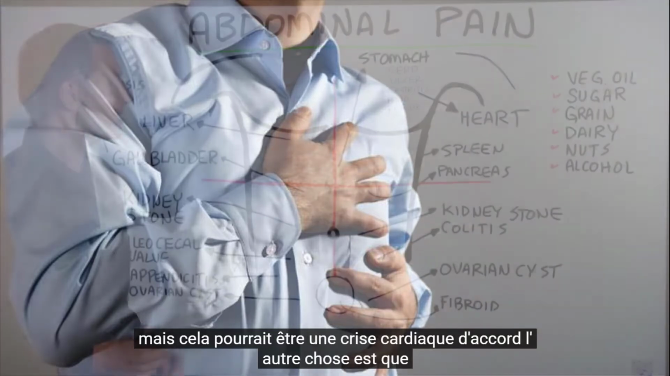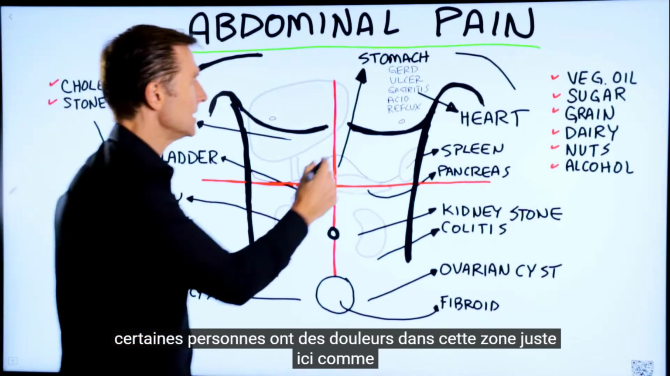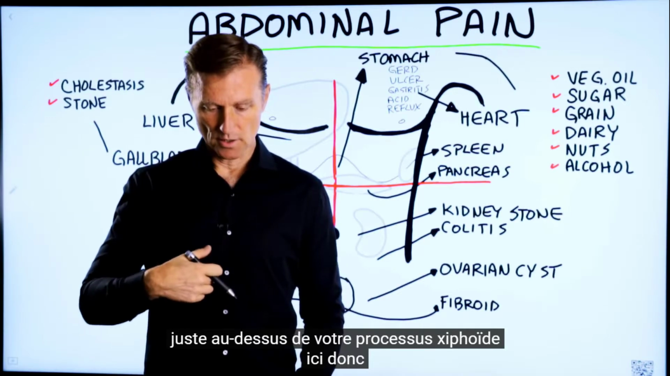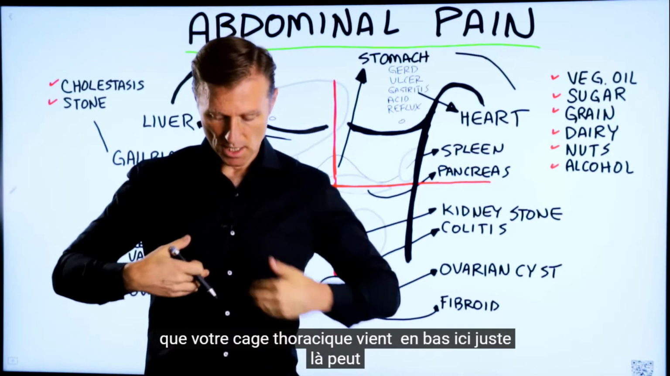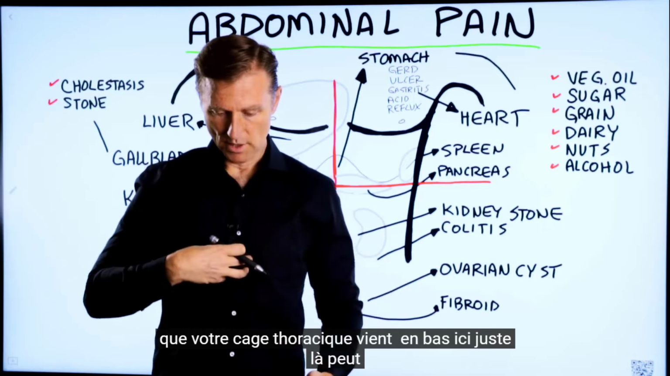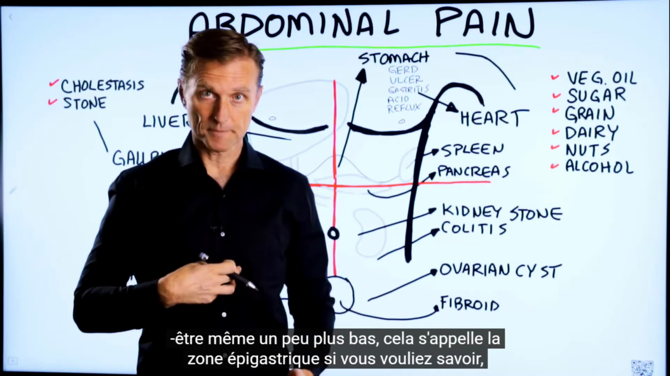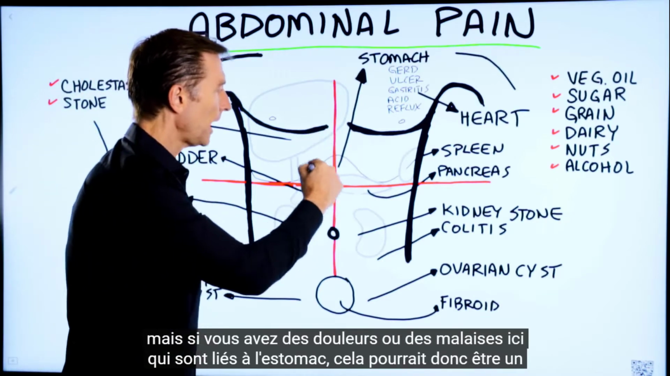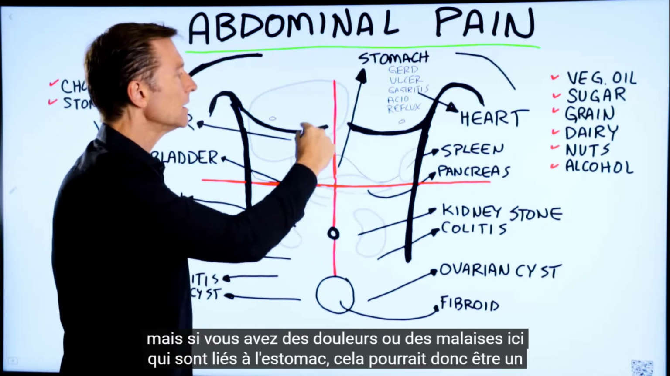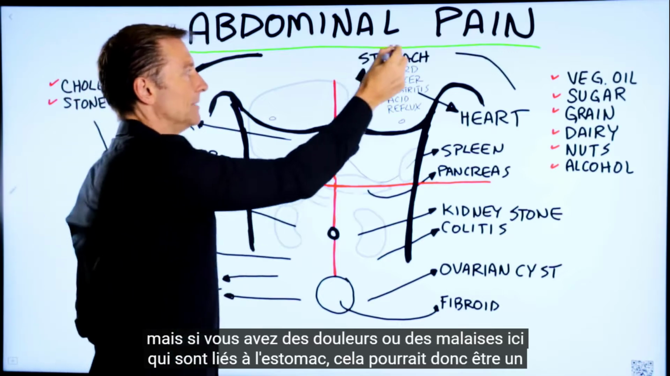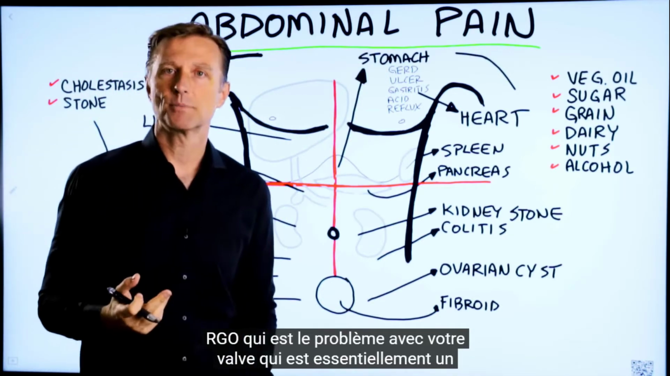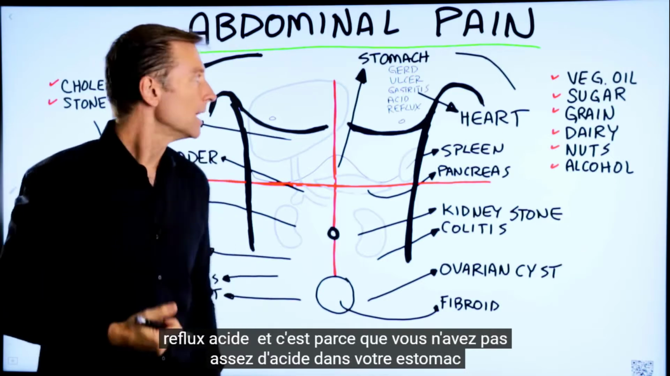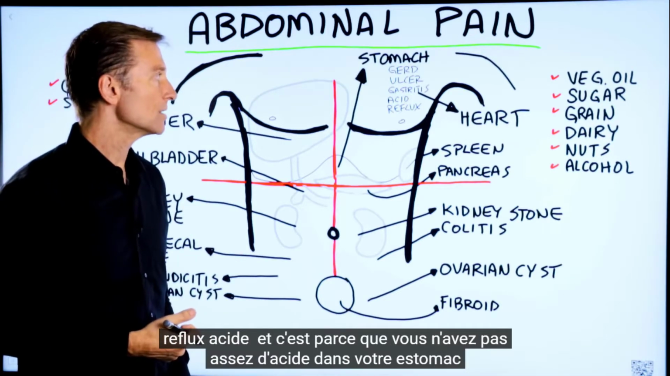Okay. The other thing is that some people have pain in this area right here, like right above your xiphoid process. So as your rib cage comes down here, maybe even a little bit lower, it's called the epigastric area, if you wanted to know. But if you have pain or discomfort here, that is stomach related. So it could be GERD, which is the problem with your valve, which basically is acid reflux. And that's because you don't have enough acid in your stomach.